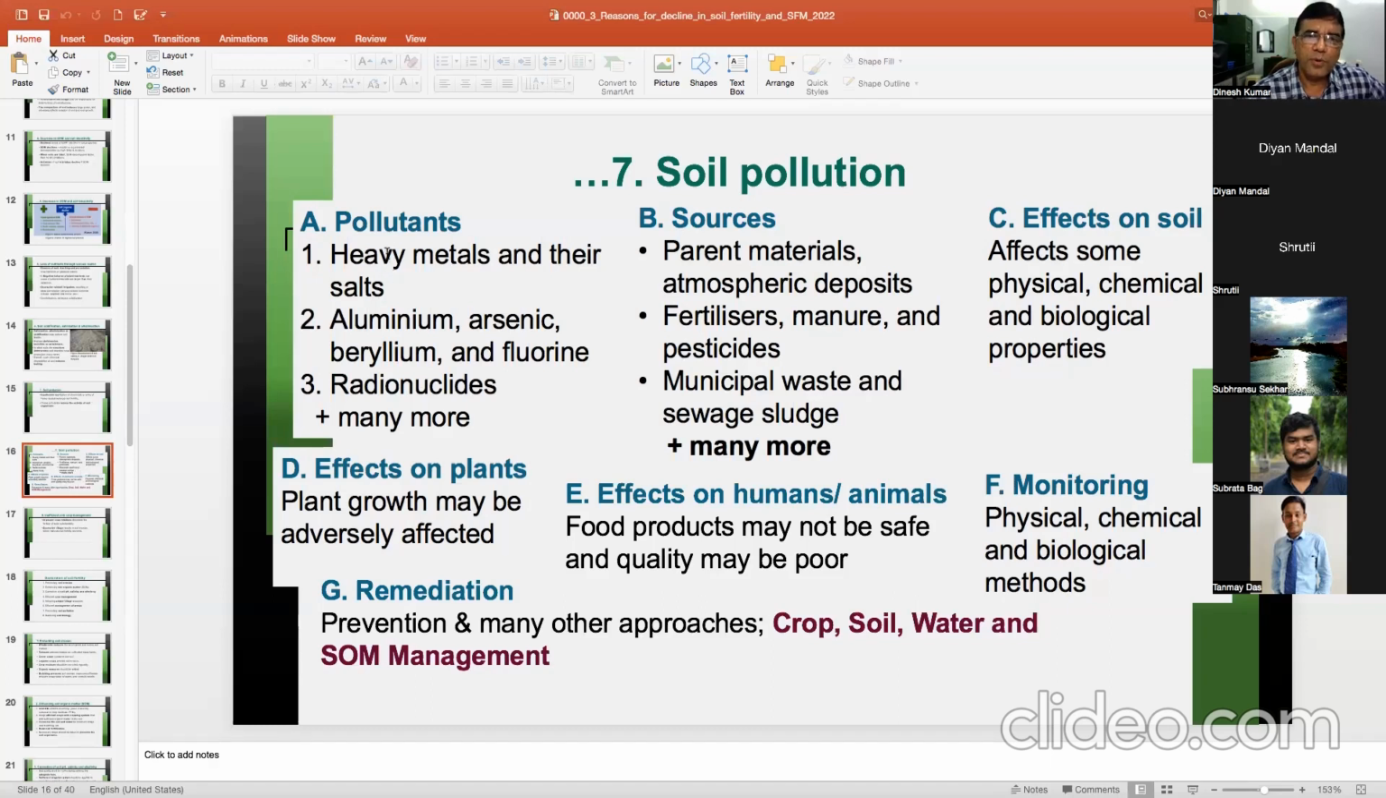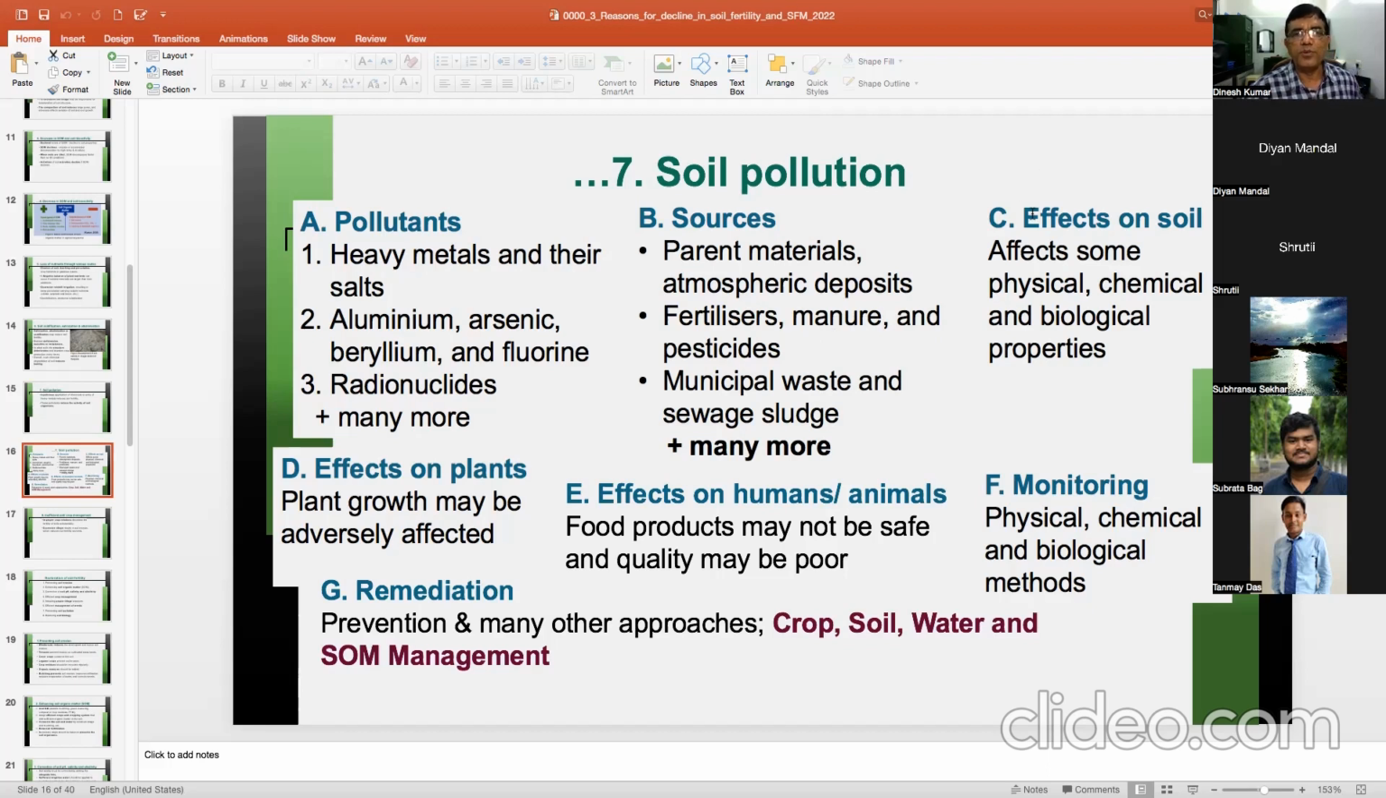Soil pollution is caused by pollutants. What are the pollutants? First, heavy metals and their salts: aluminum, arsenic, beryllium, fluorine, and so on, plus radionuclides and many more. So these are the nature of the pollutants. And what are the sources of these pollutants? See carefully. Sources can be parent materials, atmospheric deposits, fertilizers, particularly rock phosphate, manure, and pesticides. Municipal waste and sewage sludge can be sources, and many more sources can cause soil pollution.